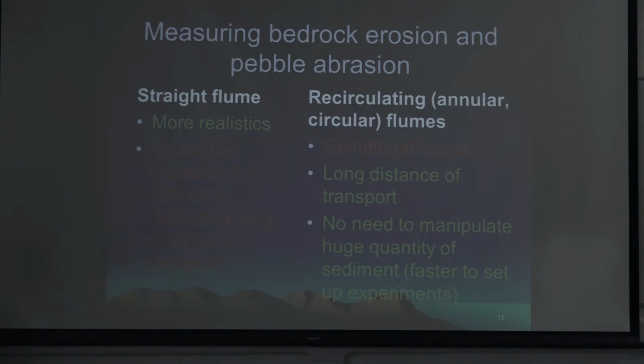In a recirculation system, it's a smaller surface. You don't need to manipulate so much sediment. The drawback is that it's not as realistic in terms of sediment transport. And in the one I will show you, for example, in an annular flume, we cannot get rid of some centrifugal forces that make the sediment transport not as similar as in a straight flume.